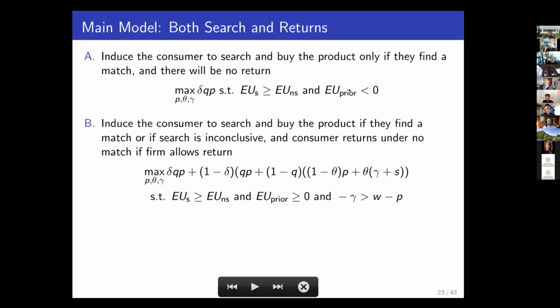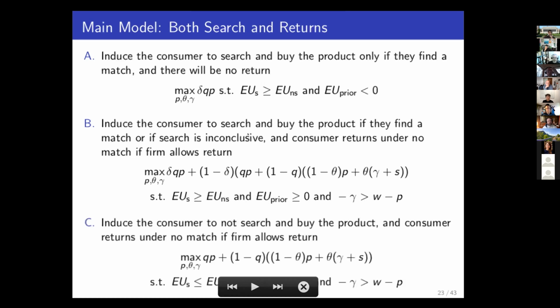The other is that they induce the consumer to search and buy the product even if they find a match, or if the search is inconclusive. Obviously, they won't buy if there is no match. And then the consumer returns under no match if the firm allows the return. So the firm can also choose whether to allow the return or not. So there's really two split behaviors here. And then there's inducing the consumer to not search and buy the product, and the consumer returns under no match if the firm allows return. The firm here also could allow or not allow returns.